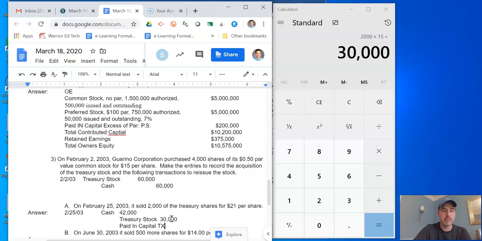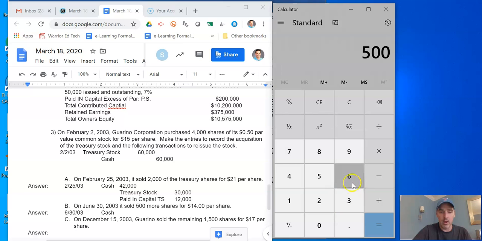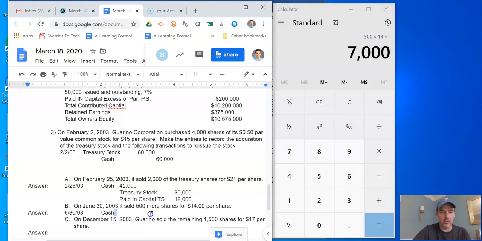Treasury stock, and it does that by 12,000. Okay, so that's considered paid in capital. And then they sold 500 more shares at $14 a share. So we're going to date it here. We're all the way in June now, and so there's our date. And then we're asking ourselves how much cash we're going to receive. Well, it's 500 shares times 14, and we're going to get $7,000 of cash coming in. All right, so there's the 7,000.